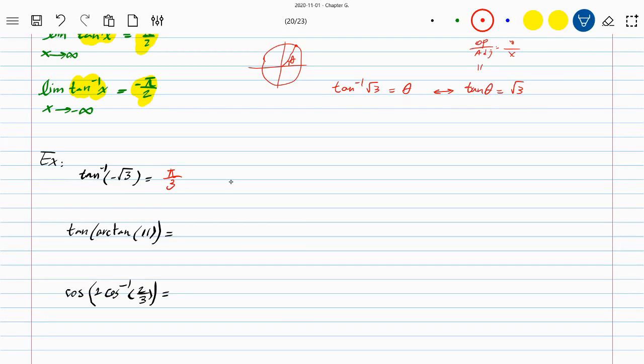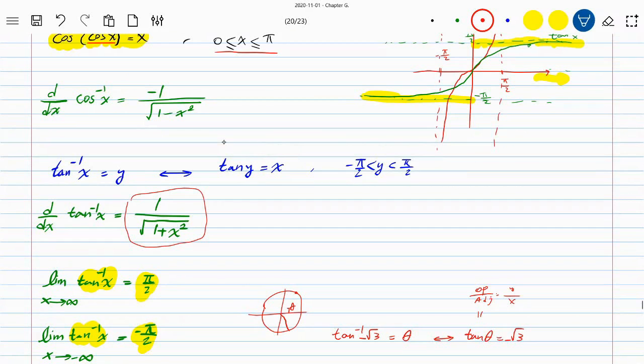You should double check this through your calculator. Oh, this is negative. Sorry, I forgot the negative sign here. Negative root 3, negative root 3. The angle would be on the other side. Sorry. Here we go.